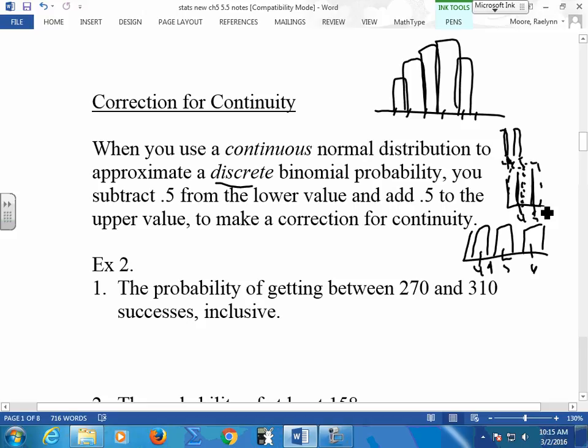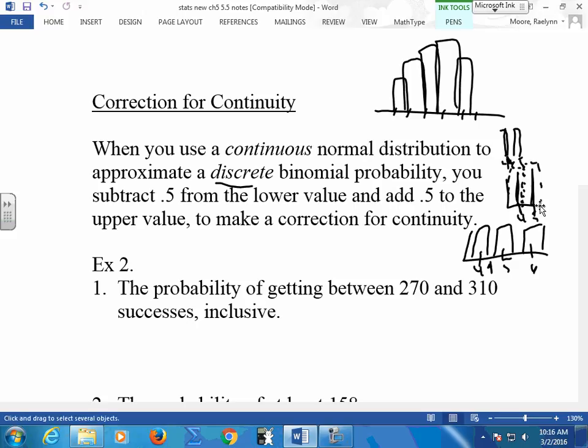So look where they kind of meet. They meet halfway, don't they? So if I could either add a half to something or subtract a half from something, it should take that slack away. I should make them meet, right? Now I won't change the probability of anything because nothing happens at a half a number. If I get 20 successes, I never get 20.5 successes.